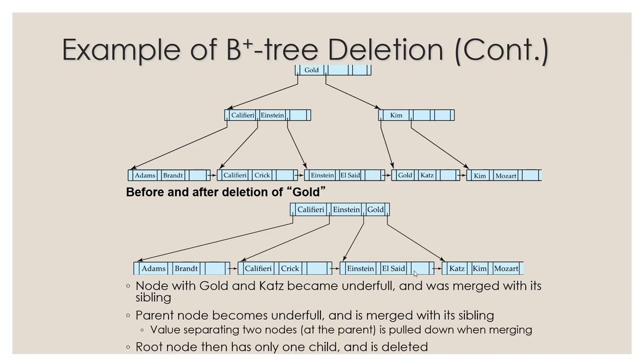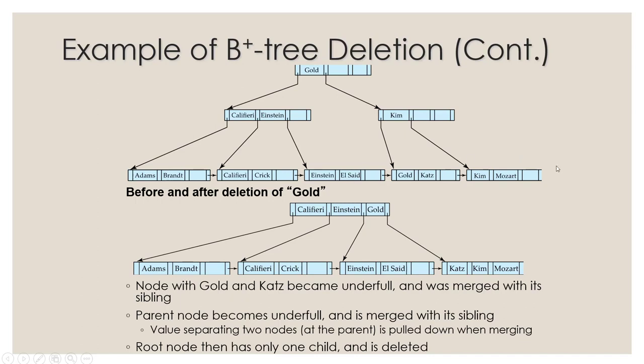The next value we're going to delete is gold. Okay, so gold is right here. Also notice that gold is one of the index values. Okay, so what happens if you delete gold? So if you delete gold, this is only 1 out of 3. It's not going to be half full. We cannot borrow from this or this because they will have only 1 out of 3 if they let us borrow. So that's not an option.